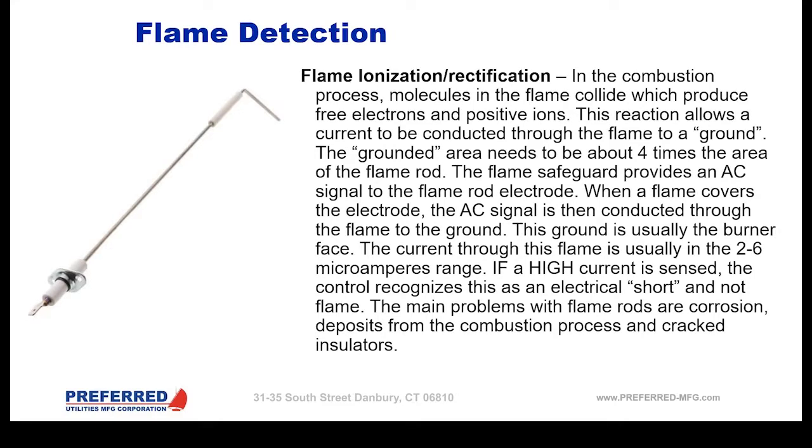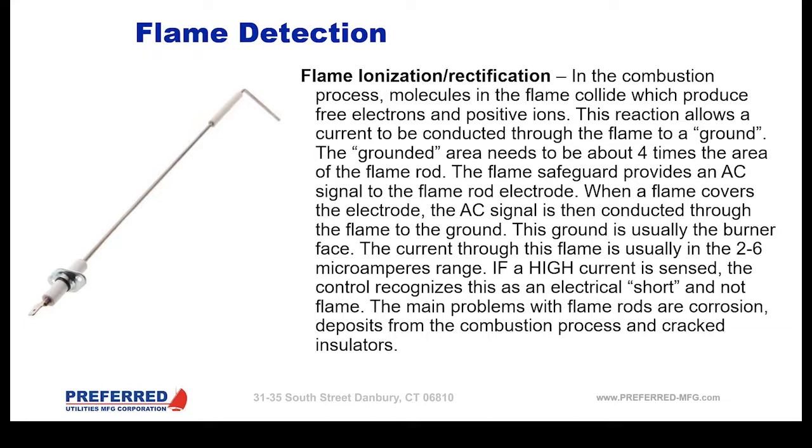Let's talk about flame ionization or flame rectification. In the combustion process, molecules in the flame actually collide, and this creates free electrons and positive ions, okay? And this reaction actually occurs in such a way that if we have a way of taking a conductor and putting it into the flame, we can actually then conduct current through that flame to a grounded area, okay? Now, that grounded area needs to be about 4 times the area of the flame rod that's entered into the flame. And in most of these applications, the flame safeguard provides an AC signal to that flame rod electrode.